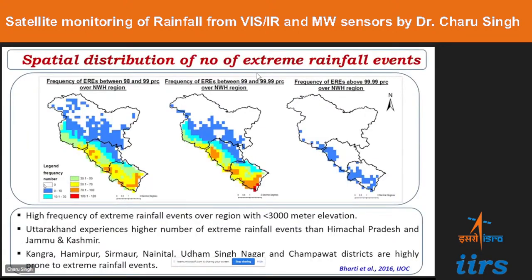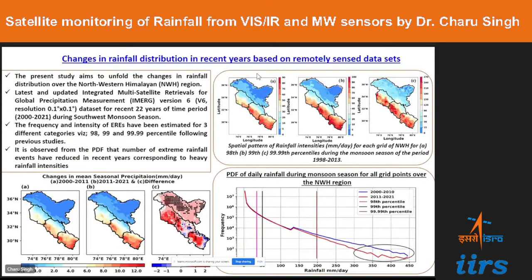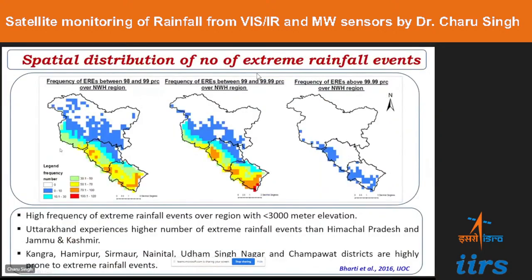If we just count the number of events corresponding to these intensities, in every range we have different intensities. We have the spatial map of these intensities. We just need to count the number of events which are falling within these ranges, and you would get such number of events. Based on this spatial pattern, we also know the locations where there are more occurrences of extreme rainfall events. There is a high frequency of extreme rainfall events over regions with less than 3000 meter elevation. So most of the events are located within the lower elevation ranges as compared to the higher elevation ranges.